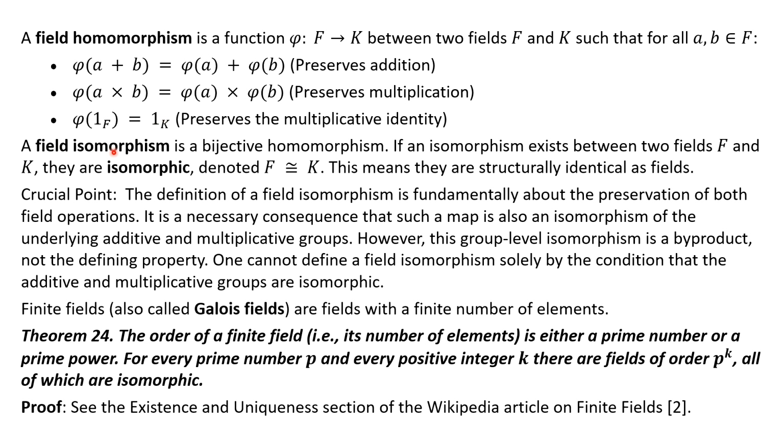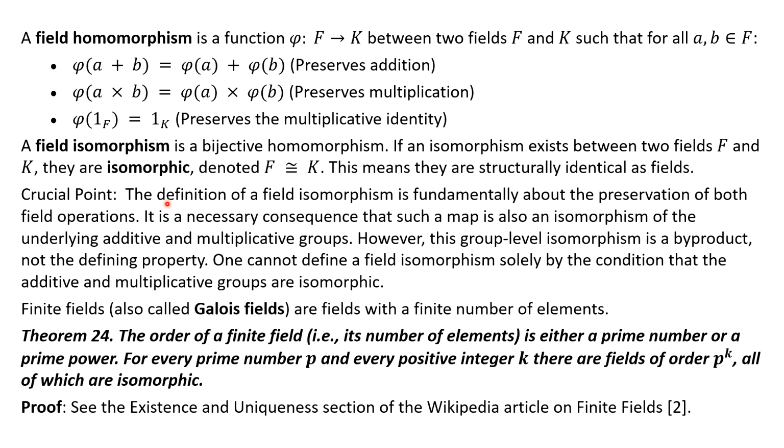A field isomorphism is a bijective homomorphism, so it satisfies these three properties. It's a one-to-one mapping from F to K, and it's also onto. So for every element of K, there's an element of F that gets mapped to it. That's what onto means. If an isomorphism exists between two fields F and K, they are said to be isomorphic, and we denote that by F isomorphic to K. This means they are structurally identical as fields.